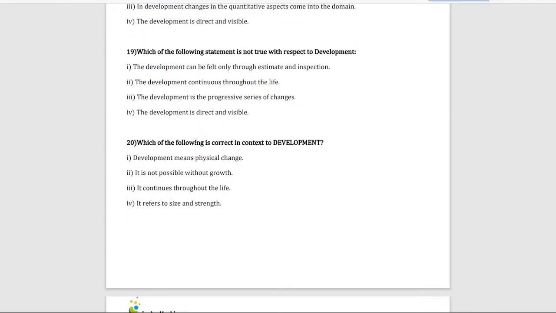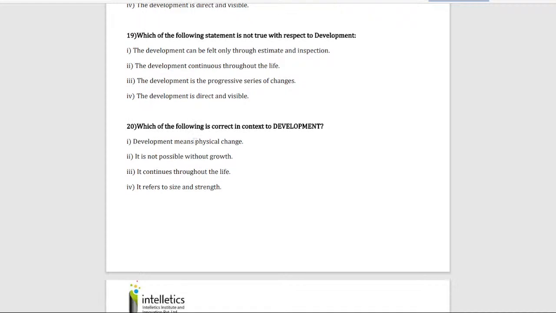Question number 19. Which of the following statements is not true with respect to development?